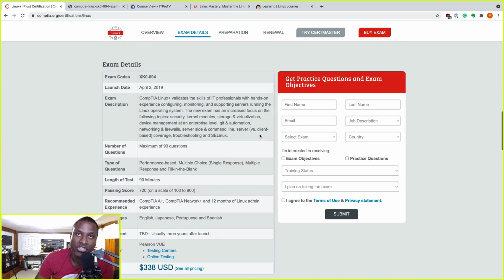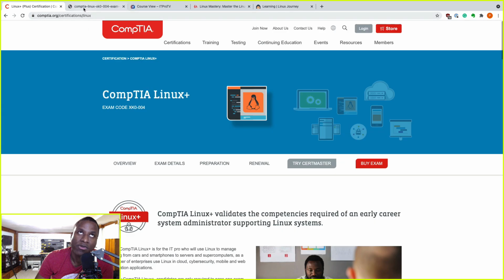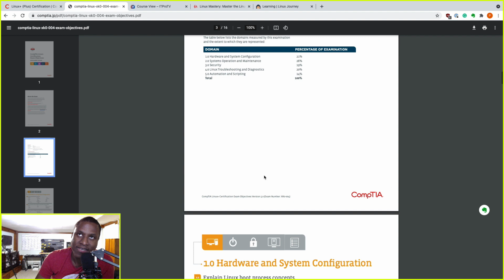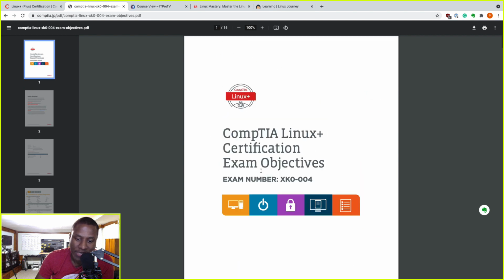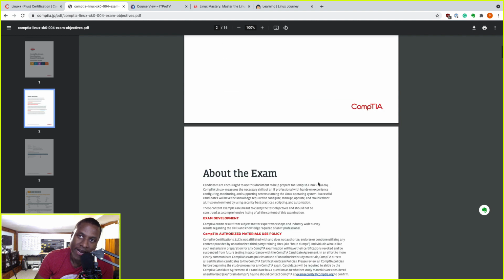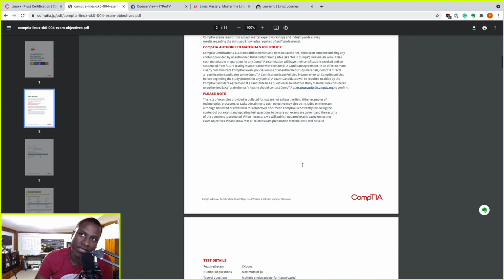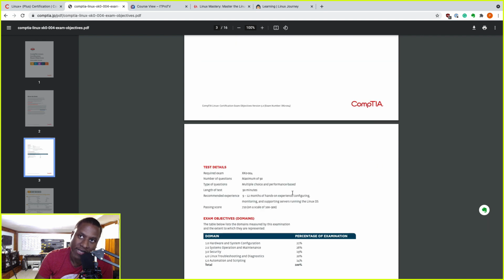So that's pretty much it for the exam page. Next, we're going to move on to the exam objectives. I always advise people to look at the exam objectives, the reason being that they give you a really good breakdown of the things you need to understand before taking the exam. It is very, very critical for you to look at the exam objectives before you start studying, because you get a book based on the exam objectives.